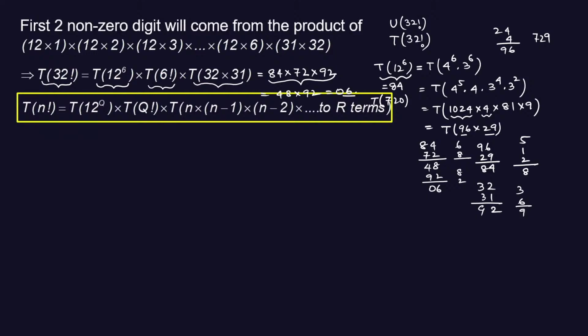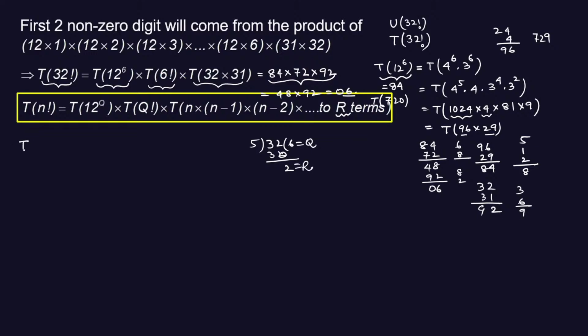See this one. T of factorial n is T of 12 to the power q, into T of q factorial, into T of n, n minus 1, up to R terms. What is R? R was the remainder. What is Q? Q is the quotient. So how to get that? Simply you divide 32 by 5. The remainder is 2. Therefore your quotient is 6 and remainder is 2.